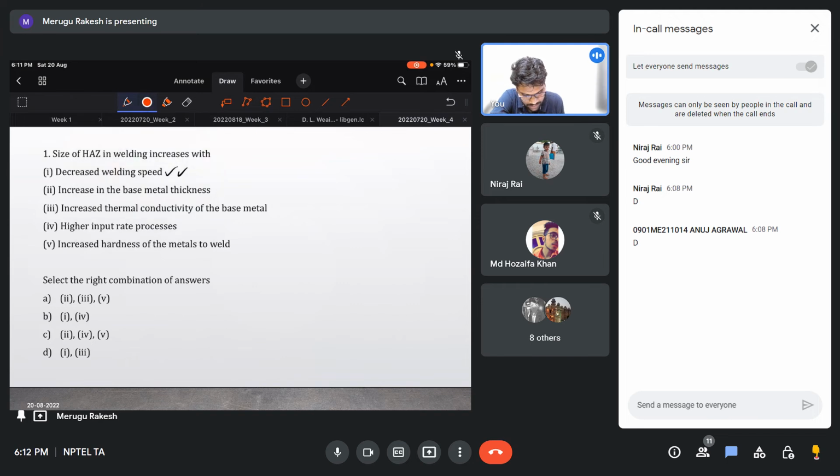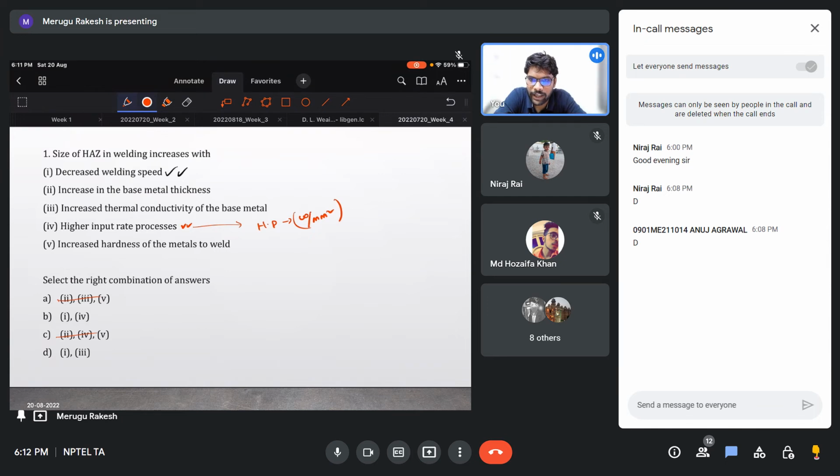If we strike off all the others, only B and D remain. So next we can directly go to the third option, higher input rate process. In a higher input rate process, if you see heat input, so how much energy you are putting into a small mm², a small unit of area.